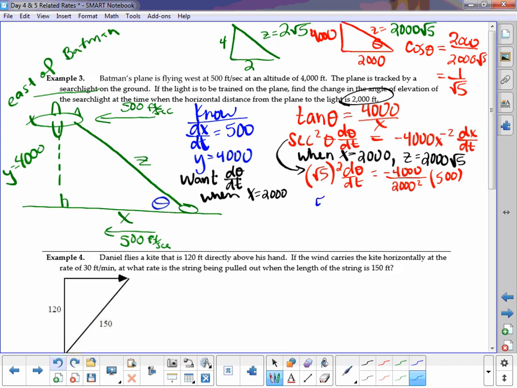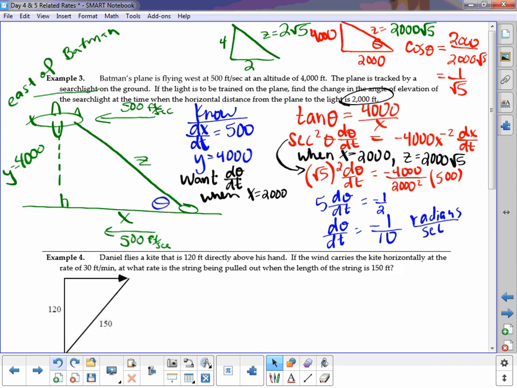So I have root 5 squared times d theta dt equals negative 1/2. So what do we get for d theta dt? Negative 1/10. And what's our units again? Radians per second. And again, what we're thinking of with this rate is essentially that at that moment in time, our angle is decreasing at the rate of 1 radian per 10 seconds. So not super fast.